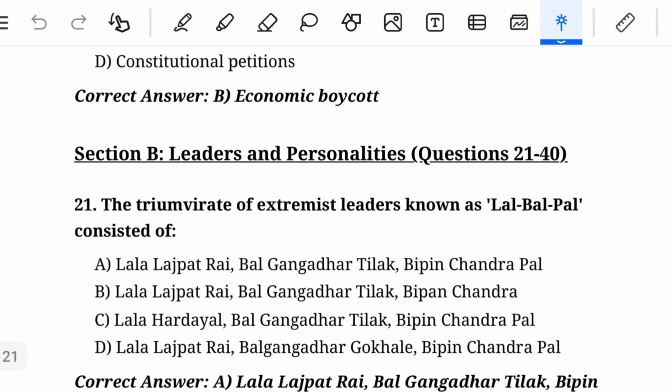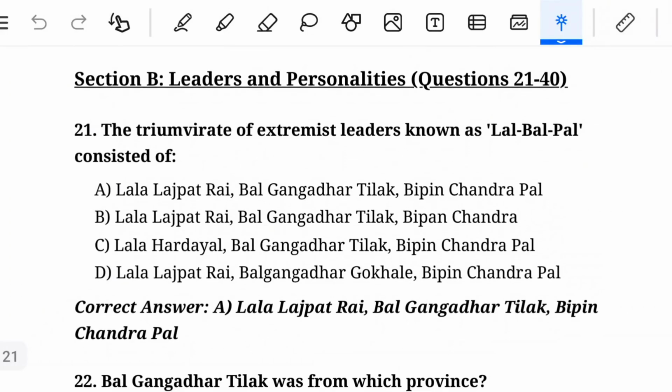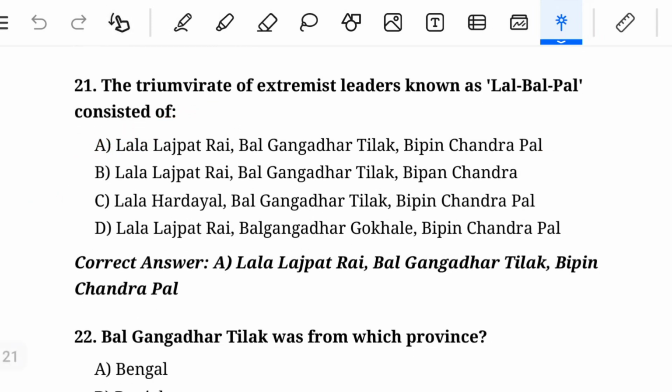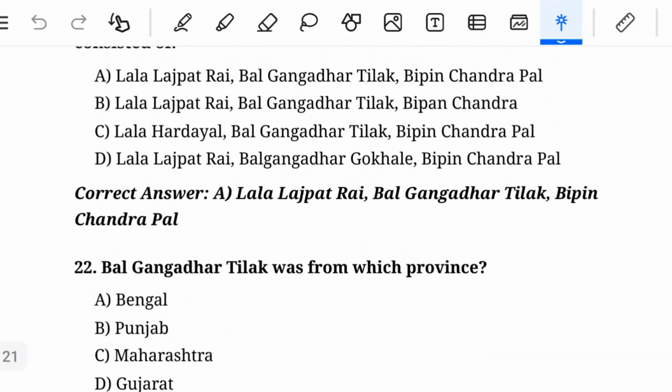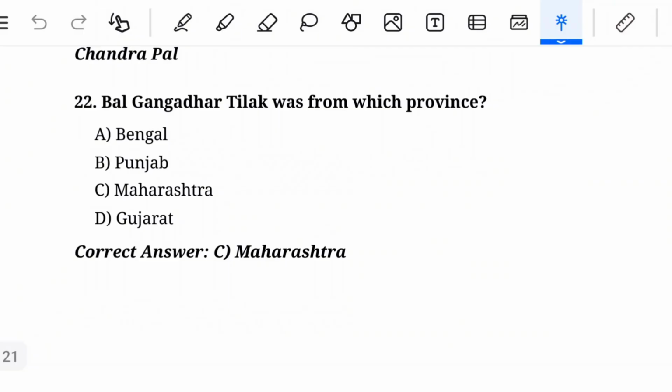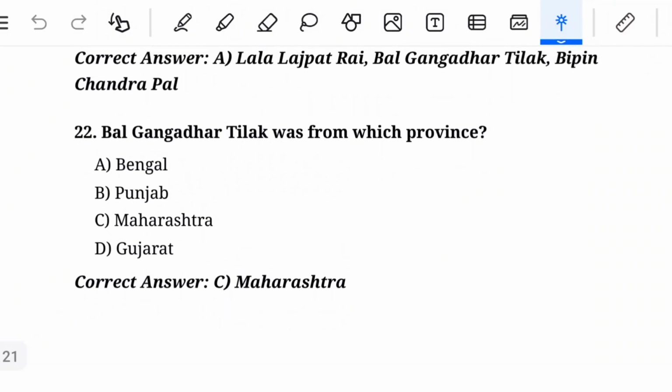21. The triumvirate of extremist leaders known as Lal Bal Pal consisted of: A. Lala Lajpat Rai, Bal Gangadhar Tilak, Bipin Chandra Pal. B. Lala Lajpat Rai, Bal Gangadhar Tilak, Bipan Chandra. C. Lala Hardayal, Bal Gangadhar Tilak, Bipin Chandra Pal. D. Lala Lajpat Rai, Bal Gangadhar Gokhale, Bipin Chandra Pal. Correct answer: A. Lala Lajpat Rai, Bal Gangadhar Tilak, Bipin Chandra Pal.